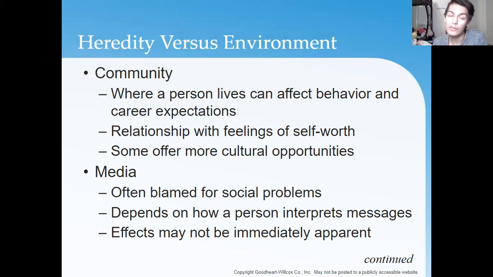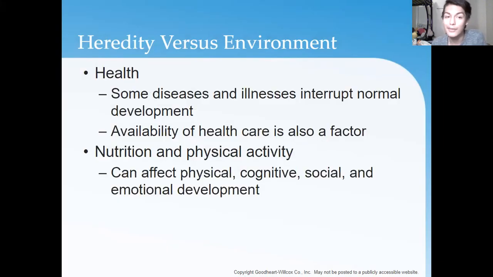And the media is often blamed for social problems. It depends on how a person interprets messages, and effects may not be immediately apparent. So as I said, you might not be affected by it as much as you would by your family, but it still can affect you, especially with body positivity, or politically wise, it can affect you in that sort.